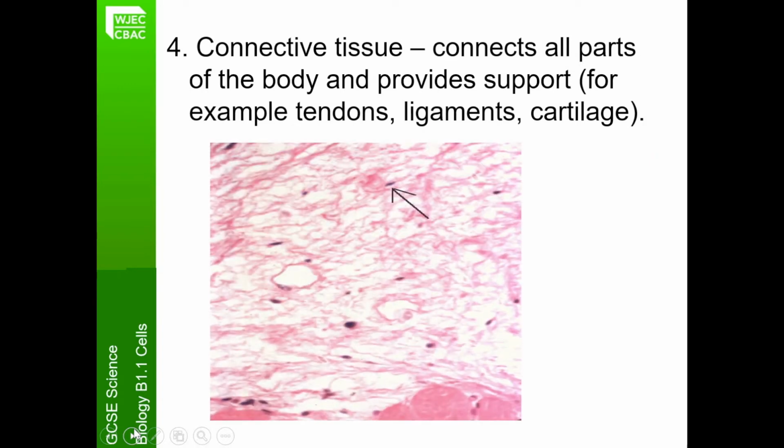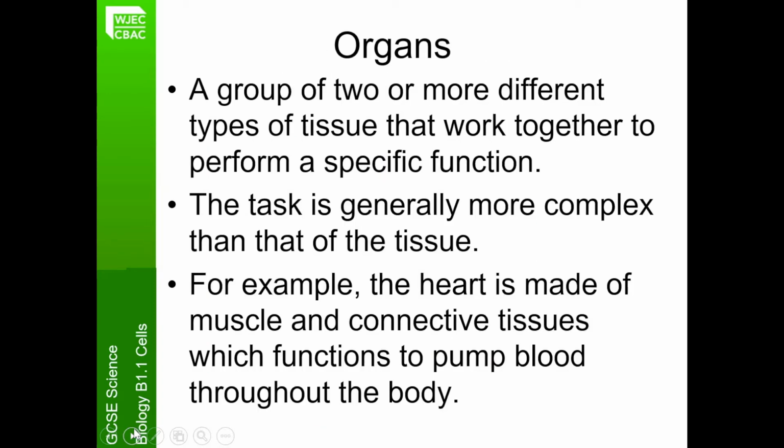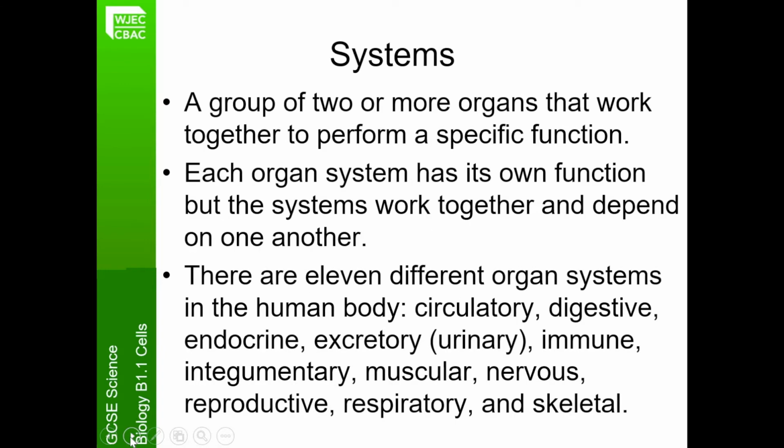And finally, we've got connective tissue. Connective tissue does exactly what it suggests. It connects parts of the body for support. So, for example, things like tendons, ligaments, and cartilage. These tissues group together, and a group of 2 or more different types of tissue that work together to perform a specific function are called organs. The task is generally a bit more complex than that of a tissue. So, for example, the heart is made of muscle and connective tissues which function to pump the blood throughout the body. So it's made up of several types of tissue.